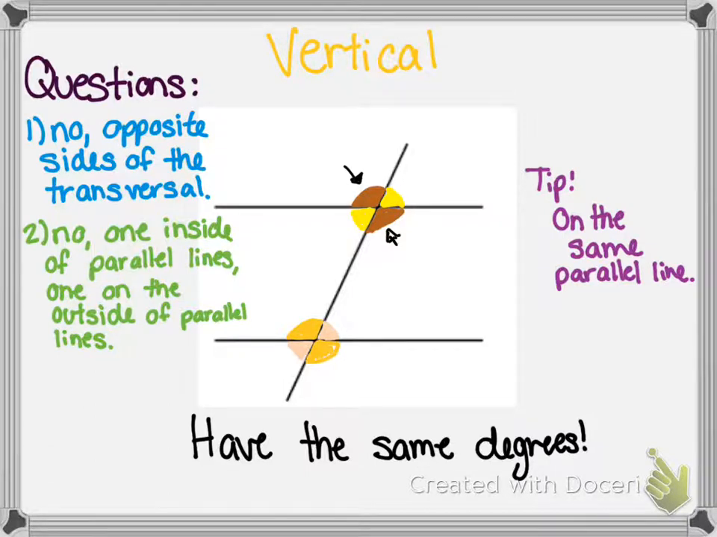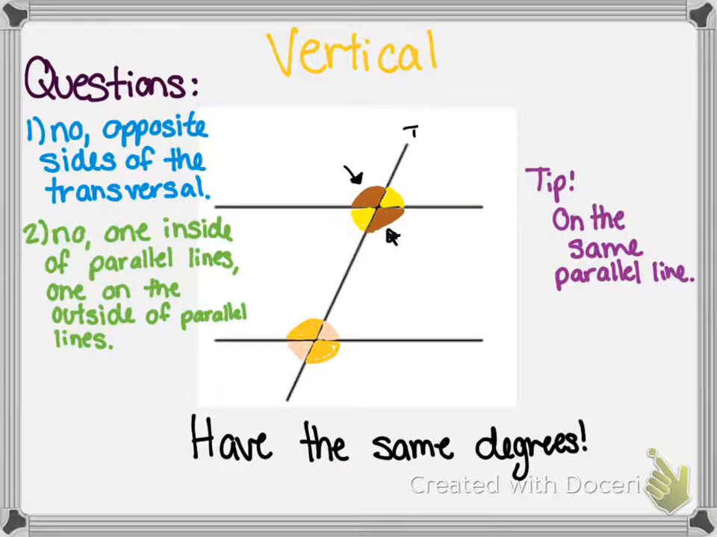So again, that transversal is the line that cuts through both parallel lines. Since they're on opposite sides, our next question is, are they both on the inside or both on the outside? Neither: one is on the inside, one is on the outside here. Now, the tip with this one is that they are on the same parallel line, so it doesn't change.